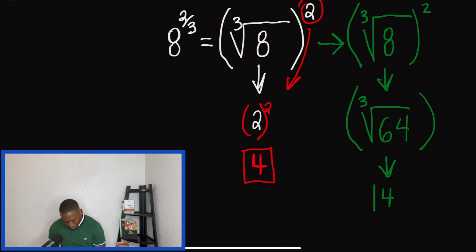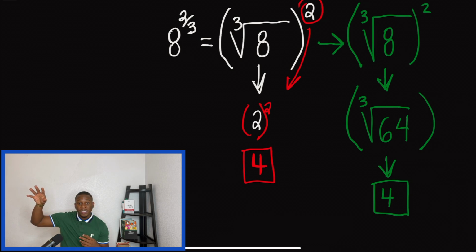So just remember, guys, when we're talking about rational exponents, they are just exponents with fractions, and there's more than one way to solve. You could take that radical to the power first, then take its root, or you could do it the other way, find the root of that radical, and then take it to the power.